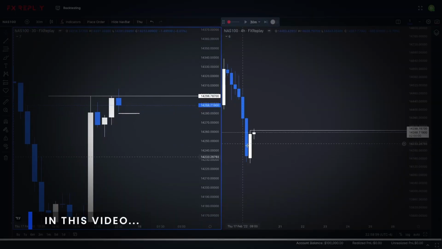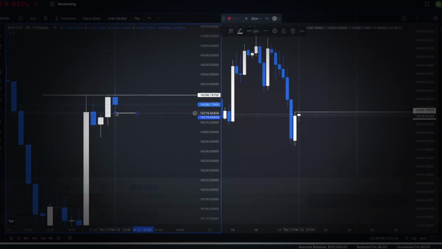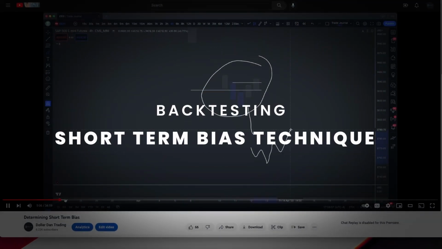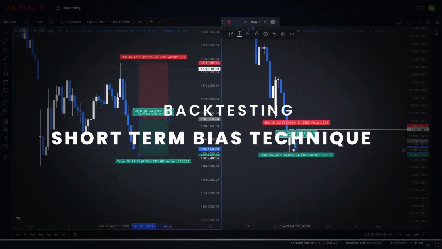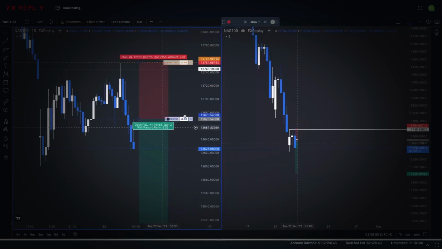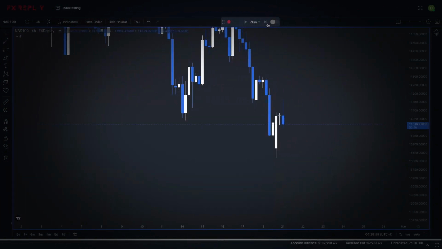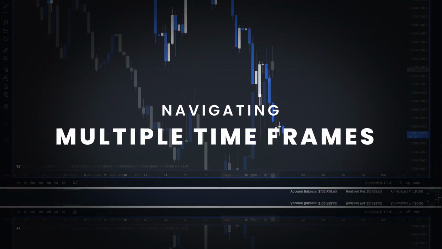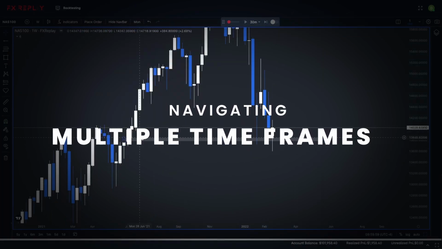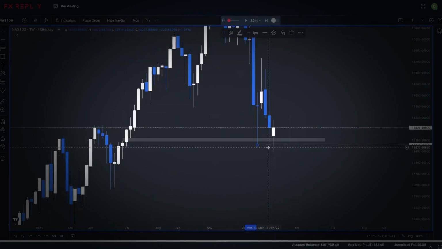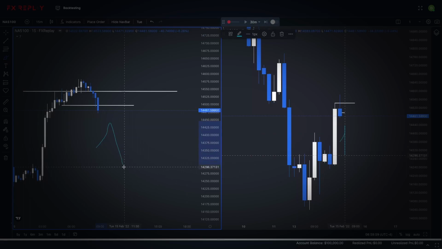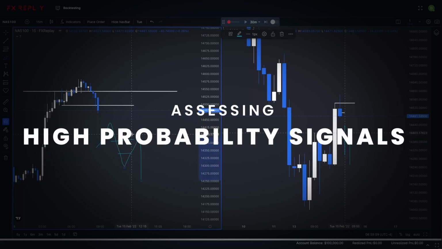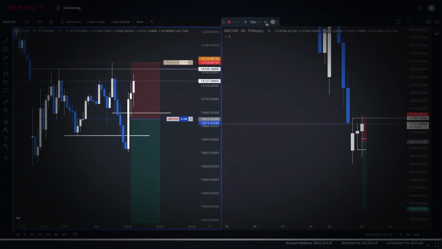In this video, we're going to backtest the technique I shared in part 1 of determining short-term bias. I go in depth on how to utilize this price action concept as the candles print on the chart, and how the different time frames mesh together and form a picture of what's likely to happen next. I'll explain my perspective on what makes a high probability signal and when it's less likely to play out.